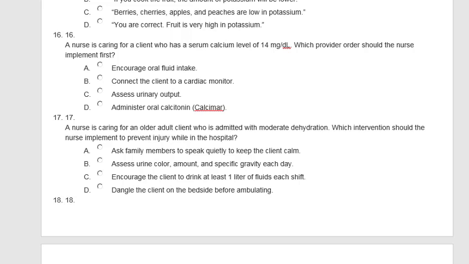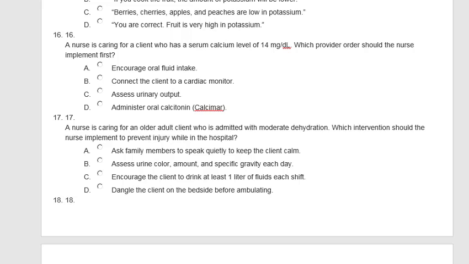And if you don't remember that, remember this. You've got 4 doctor's orders here. Which one should you do first? A, B, C, safety. Do we have an airway or breathing issue here? No, we don't. Do we have a circulatory or cardiac issue? Yes, we do. We've got B, connect to the cardiac monitor. That is the correct answer.